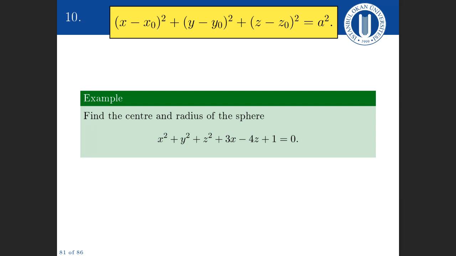For example, find the center and radius of the sphere x squared plus y squared plus z squared plus 3x minus 4z plus 1 is equal to 0. Now that doesn't look like the standard equation which I've written at the top. So the first thing we need to do is rearrange our equation so that it is in the standard form. And what we're going to be doing is completing the squares here.